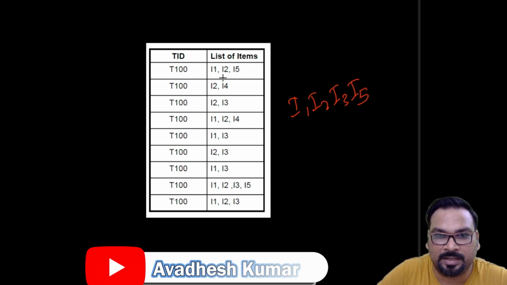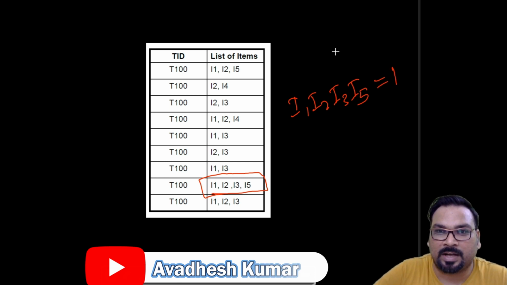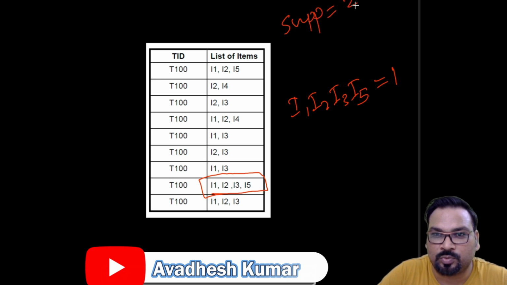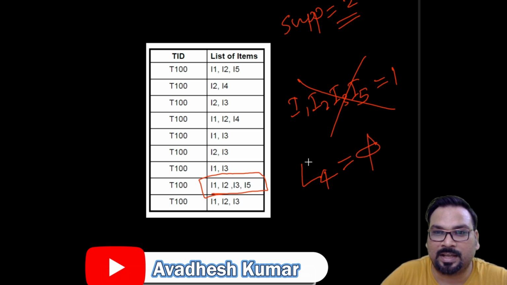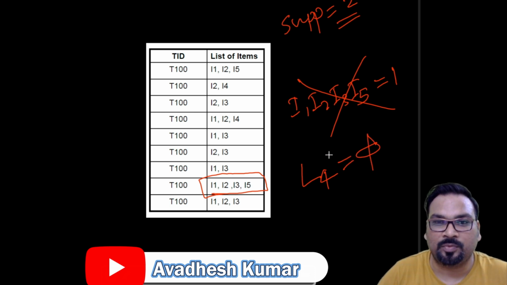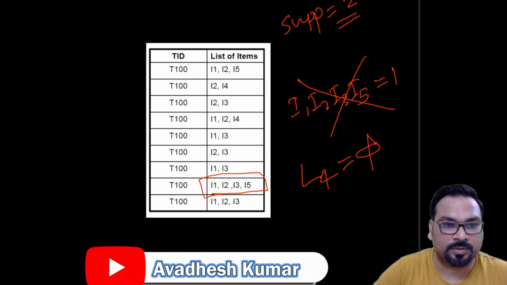Do you have any transaction related? Yes, you have one transaction. So here support would be 1. But the condition is support should be at least 2. So minimum support should be 2. So this does not qualify. L4 becomes null set. Once L4 becomes null set, we will stop the algorithm.